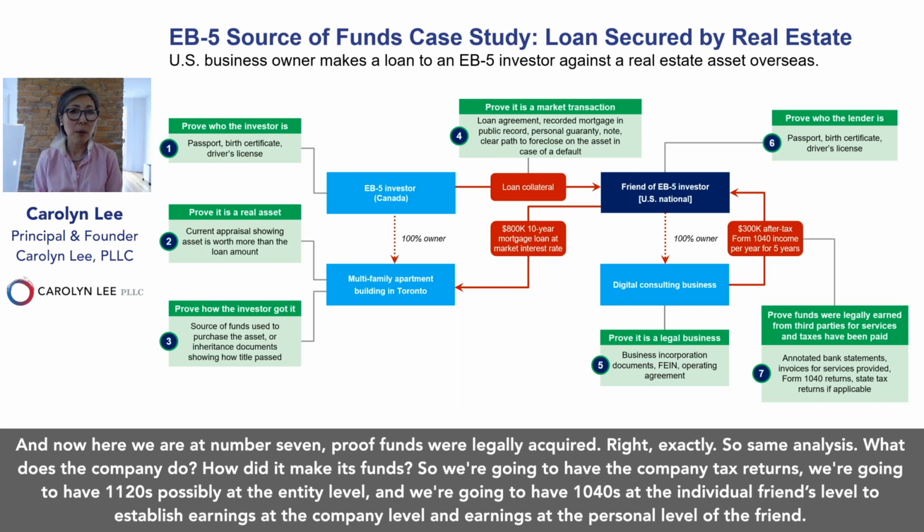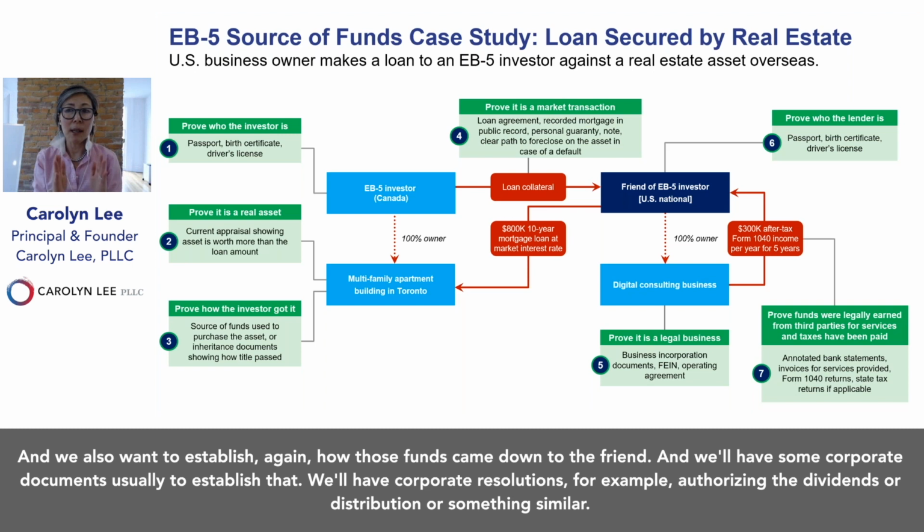What does the company do? How did it make its funds? So we're going to have the company tax returns, right? We're going to have, you know, 1120s possibly at the entity level, and we're going to have 1040s at the individual friends level to establish earnings at the company level and earnings at the personal level of the friend.